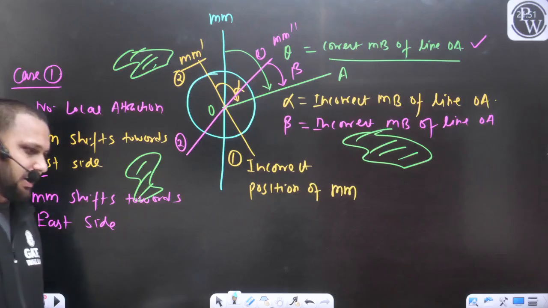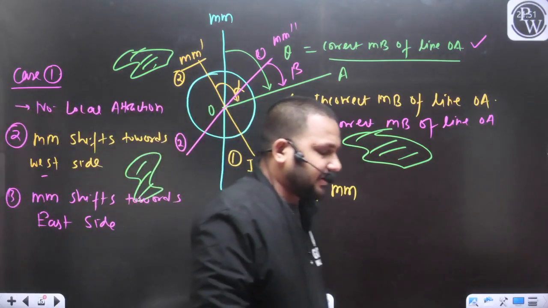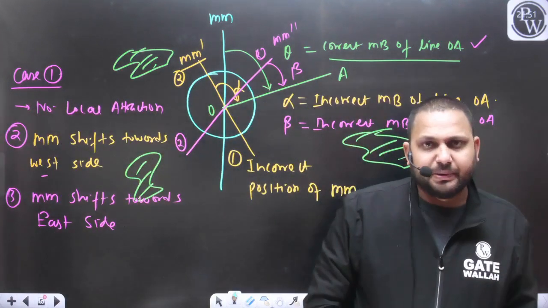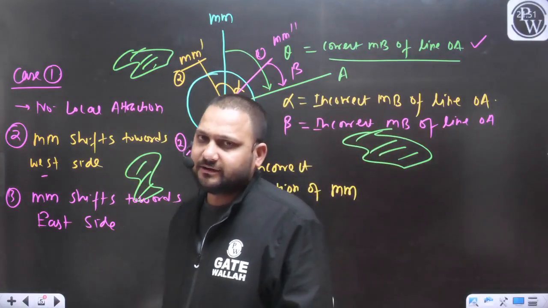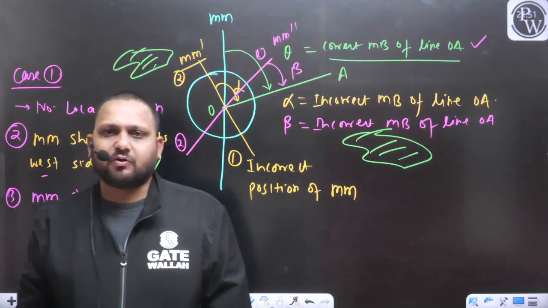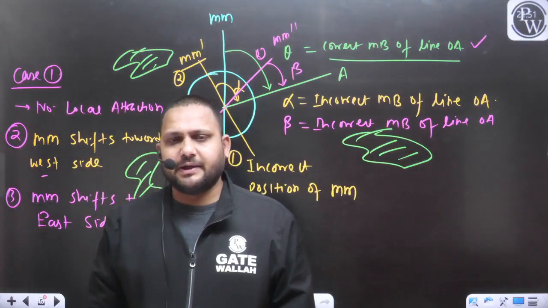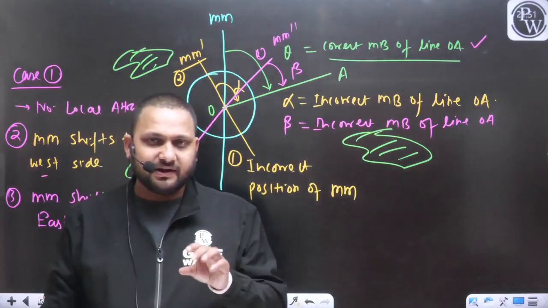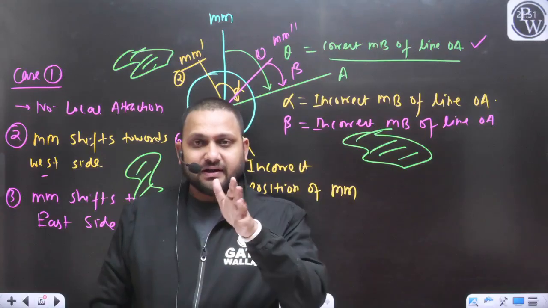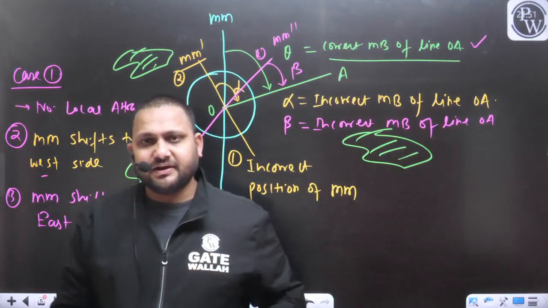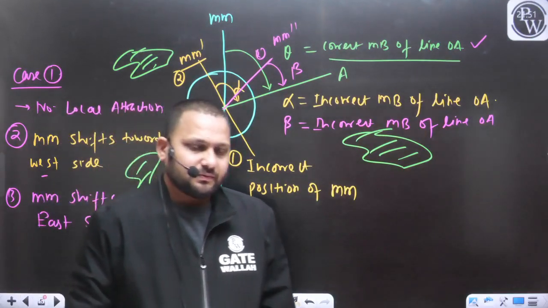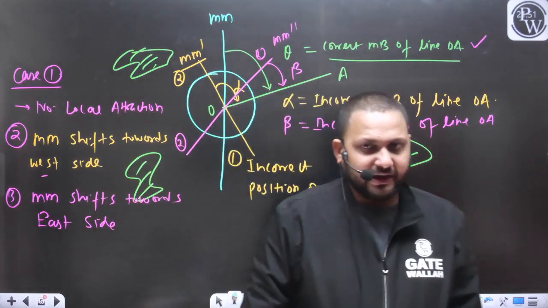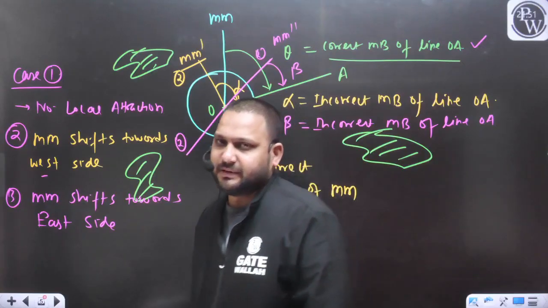The error due to the local attraction will be in your bearings only, not in length. Because length we are going to measure with the help of the chain or tape. Bearings we are measuring with the help of the compass, and due to the local attraction, the needle gets shifted, the needle gets disturbed, due to which we are facing the error in our bearing measurement.